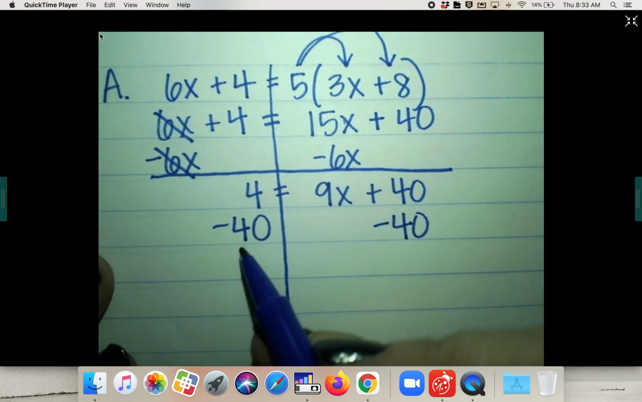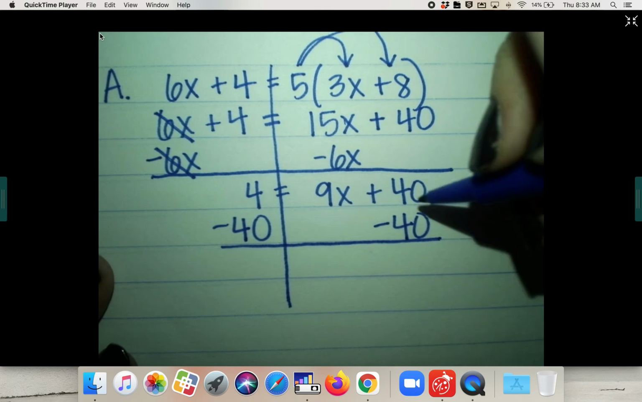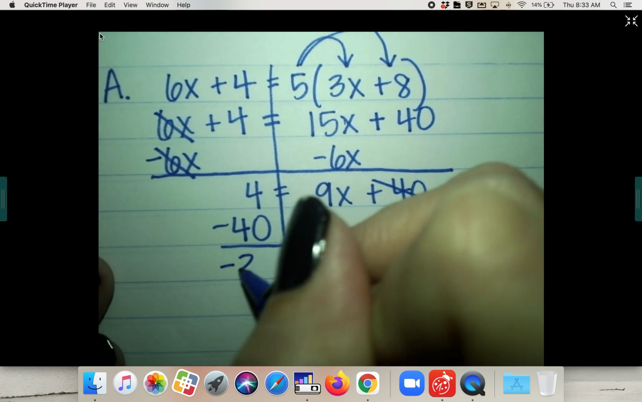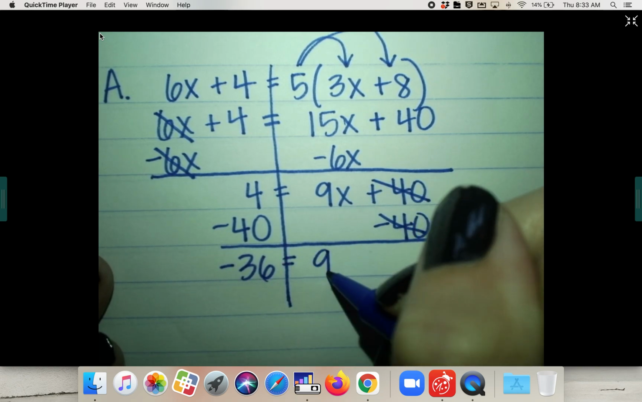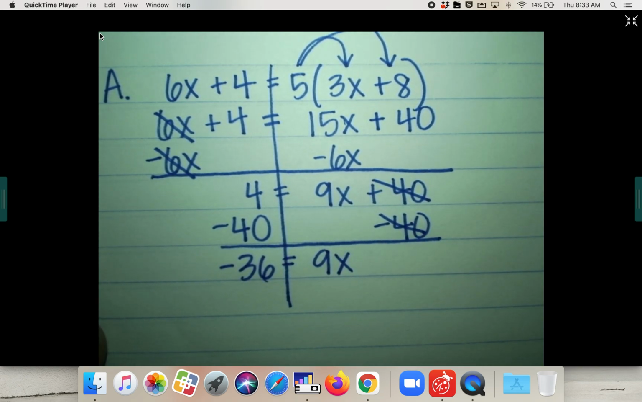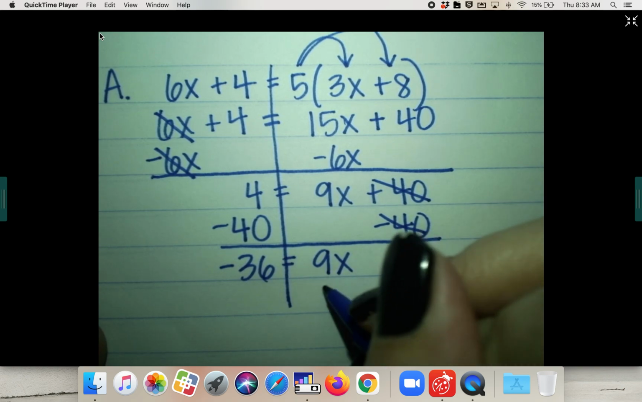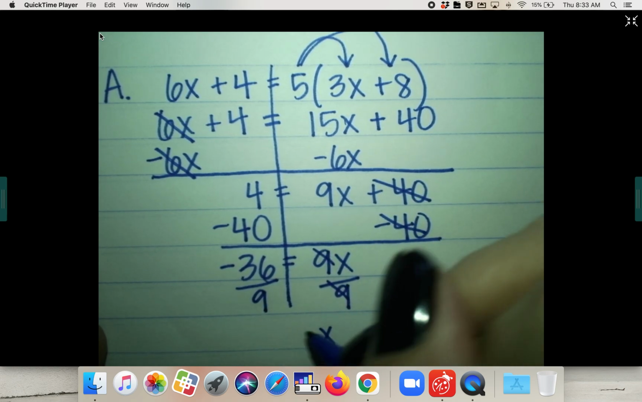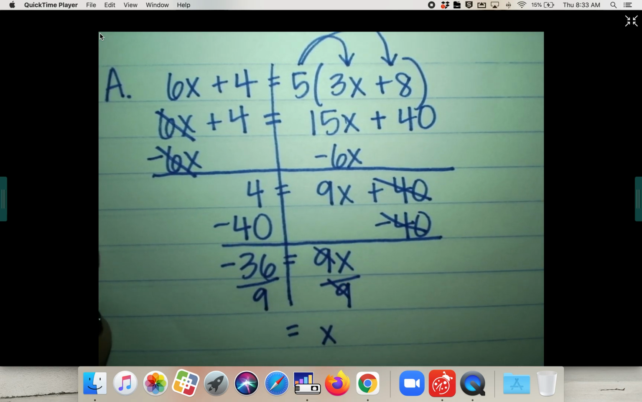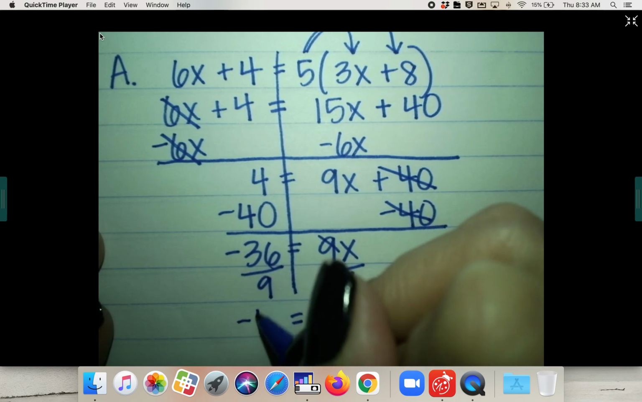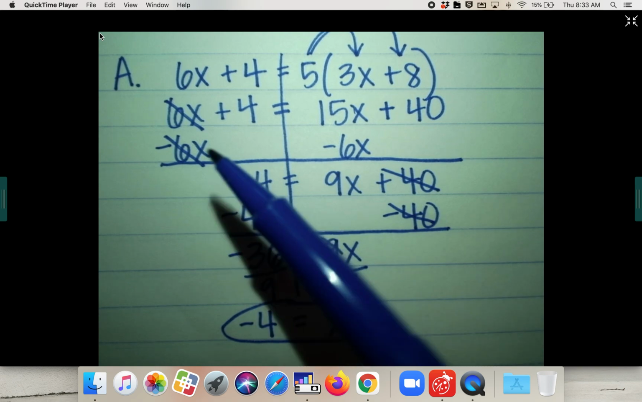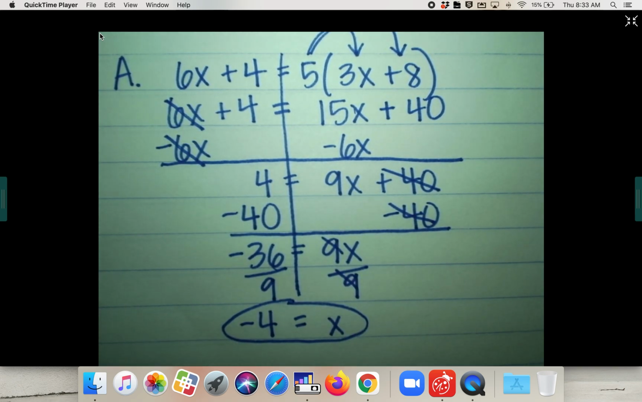Ooh, we can't get rid of negatives anymore. Yes, so 4 minus 40 is, good, Ty, negative 36 equals your 9x. Last step, divide by exactly what's next to x, which is 9. And I don't have to get out my calculator because Ty says that negative 36 divided by 9 is negative 4. So we want to go to our Hangman game and put an A on all of the negative 4s.